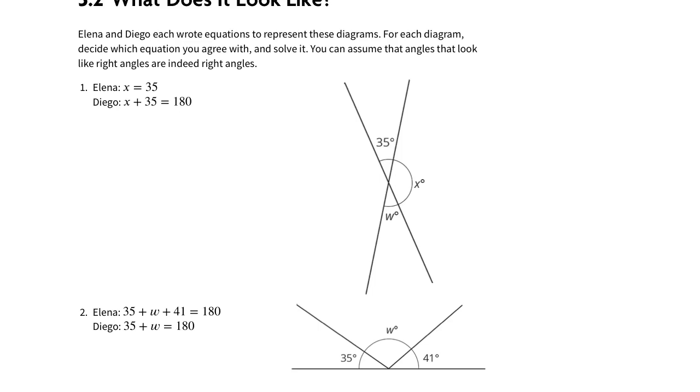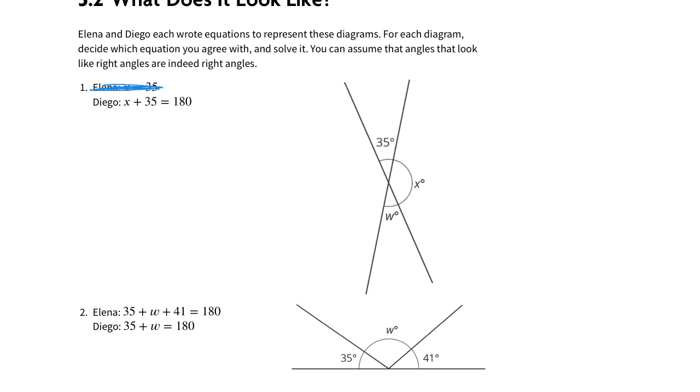So Elena says x equals 35. Well, we see that 35 degrees is right there. Does this look the same as that? I would say no. 35 here up top is a lot smaller than x, so x is not 35. So Elena, no dice. So it must be Diego.